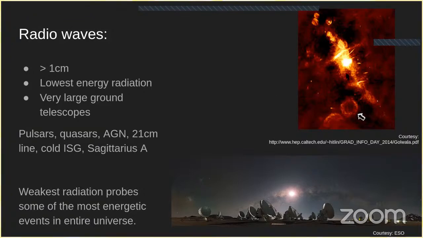Here is a radio image of Sagittarius A star, the center of the Milky Way, and the arrow is showing you a cloud kind of thing. That is the supernova remnant of a star that went boom in the recent past.